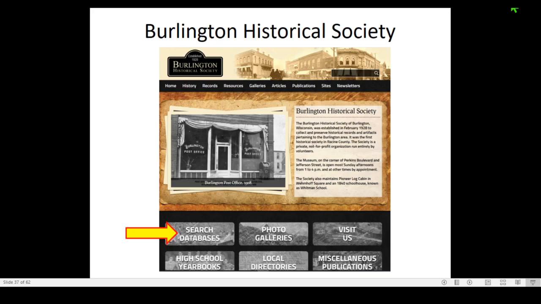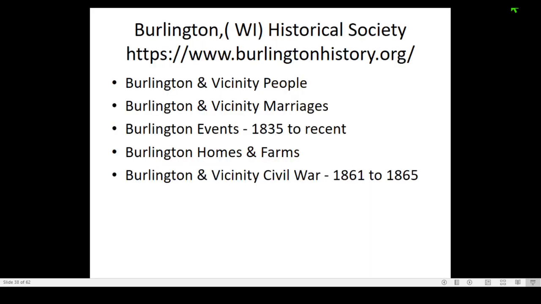But what they did is they put the index up there. So if you take a look, here it's search the databases, because there are quite a few databases in this system. So basically they have one, and there's the web address right here, Burlington and vicinity people. So that covers quite a bit of area. It covers some of Kenosha County, mostly rural type areas, Racine County, Kenosha County, Walworth County.